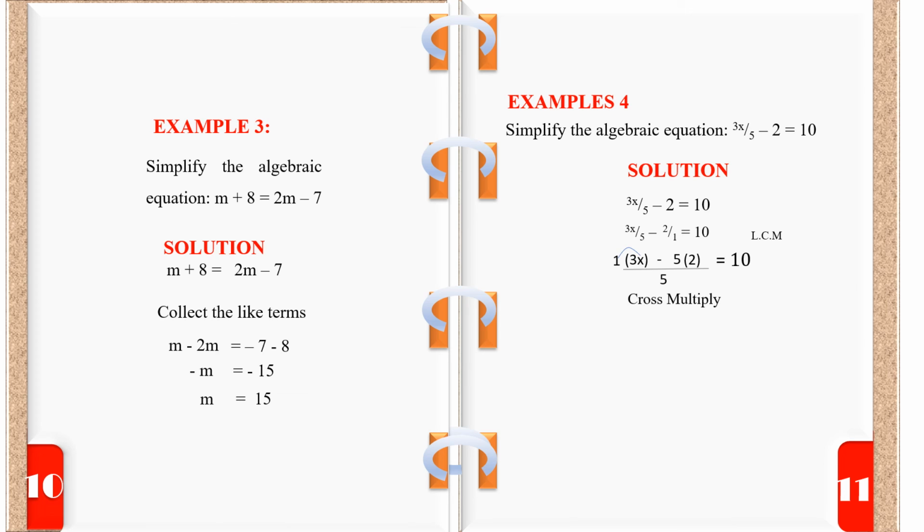Then cross multiply. That means our 1 multiplied with 3x gives 3x, minus 5 multiplied with 2 gives us minus 10. Then 5 will be multiplied with 10, and that gives us 50. Then we take minus 10 across the equation, and when it's crossing, it turns to plus 10. So we now have 3x equals 50 plus 10, so 3x equals 60. Divide both sides by 3, which is the coefficient of x. So 3x over 3 equals 60 divided by 3. So our x equals 20.